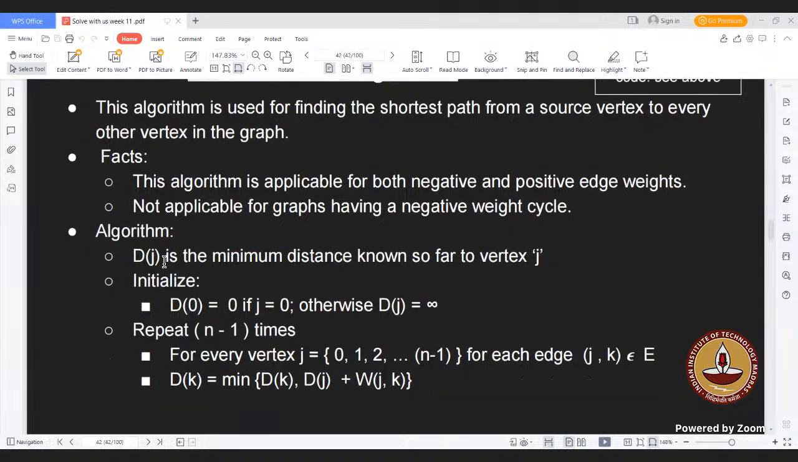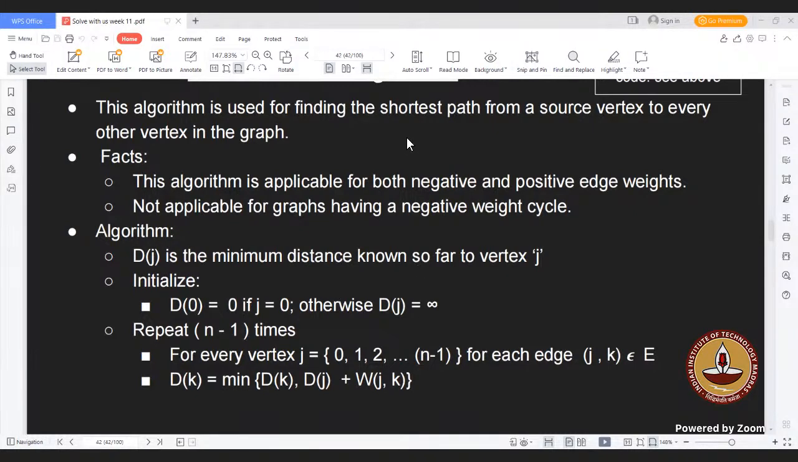Now we'll see the algorithm. dj is the minimum distance known so far for the vertex. Since the matrix or list will be given, we can just draw the graph, and dj is the minimum distance known so far.